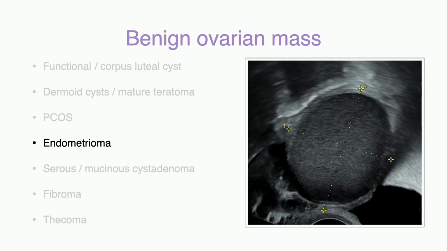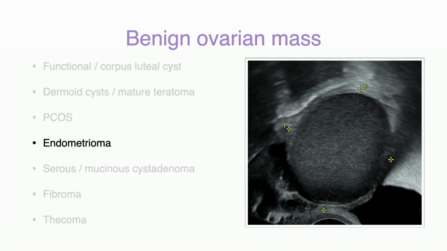Here we have a cyst that is called an endometrioma. An endometrioma is a benign cause of an adnexal mass arising from ectopic growth of endometrial tissue. The ultrasound of such an endometrioma is often described as ground glass. These cysts are called chocolate cysts because their fluid contains old blood which has a brown color.